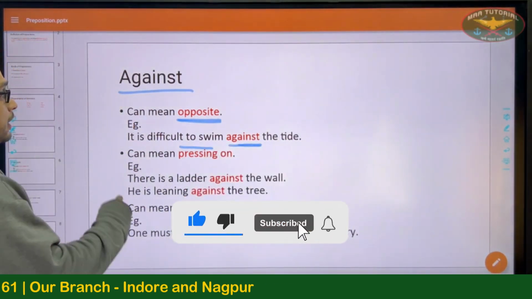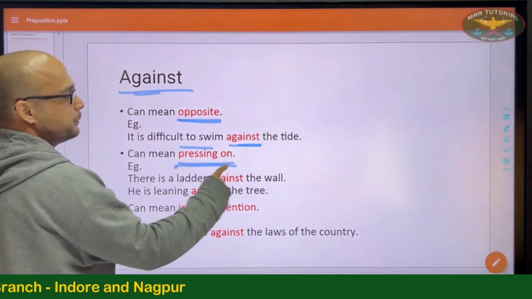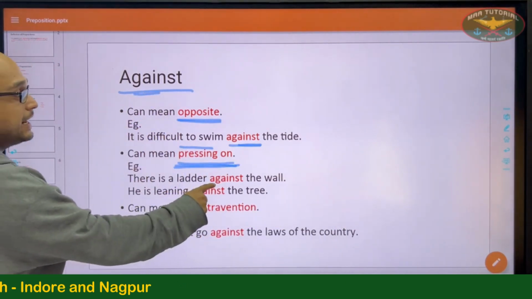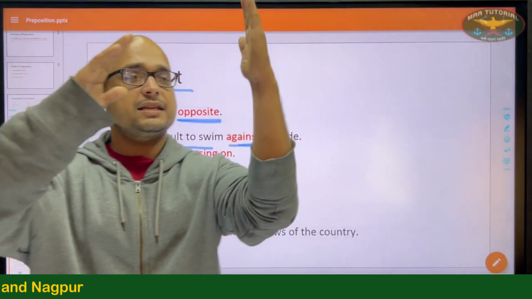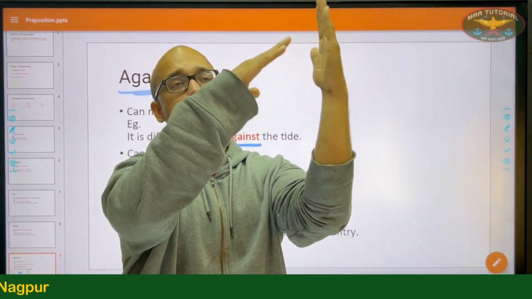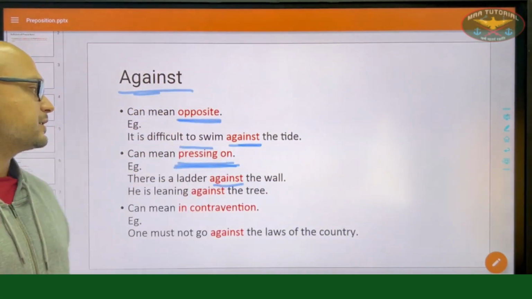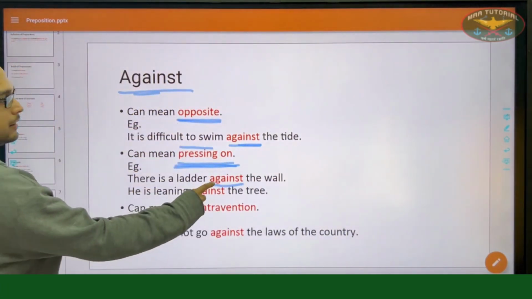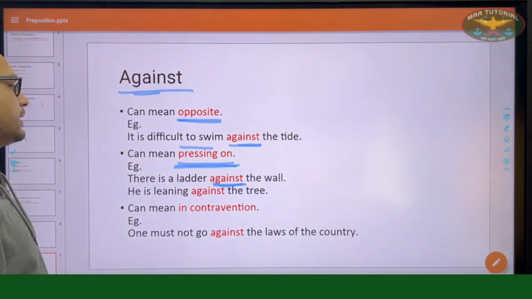Now against can also mean pressing on. For example, there is a ladder against the wall. Now if I have a ladder and it is resting against a wall, next to a wall, pressing on the wall, then I can also say that the ladder is resting against the wall. There is a ladder against the wall. It just means that the ladder is pressing on the wall and resting there.